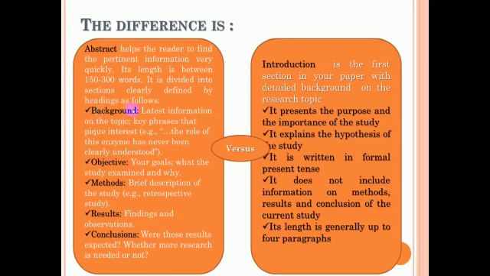The first section that you have to include within your abstract is the background: the latest information on the topic, key phrases that pique interest. For example, the role of this enzyme has never been clearly understood. So here you are starting your topic by giving background information about the enzyme.